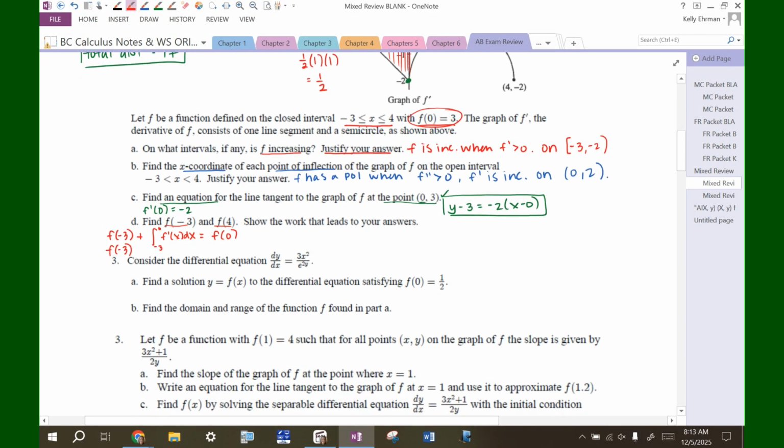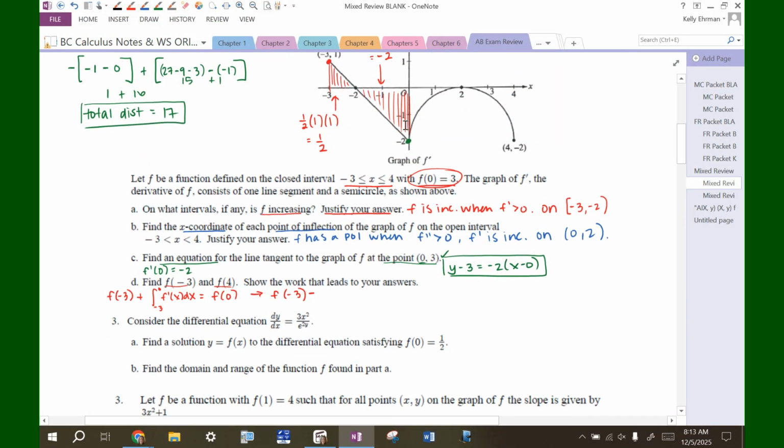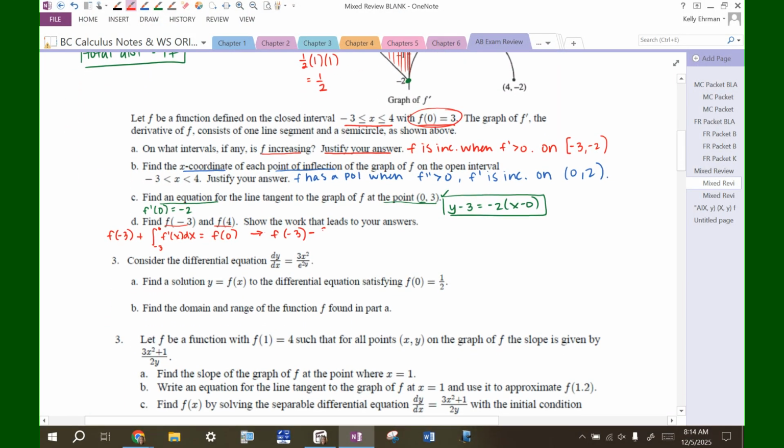So this is f of, let me write this over here. So this is f of negative 3 minus 1/2 minus 2 is minus 3 over 2, equals f of 0, which I know is 3. That means that f of negative 3 is equal to 3 plus 3 over 2. That's 4.5, or 9 over 2. It doesn't matter in which form you write that.